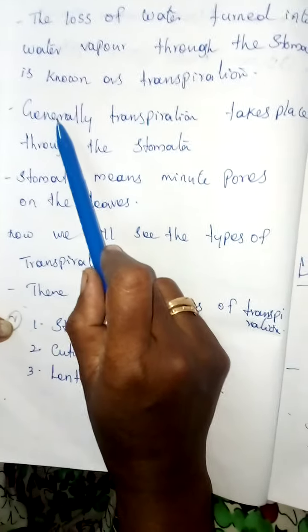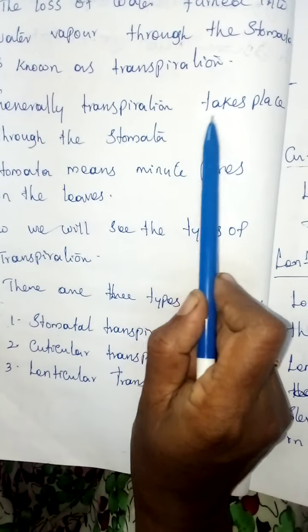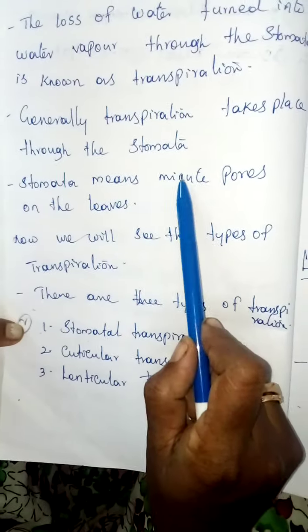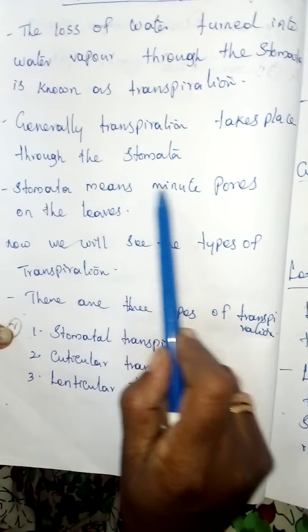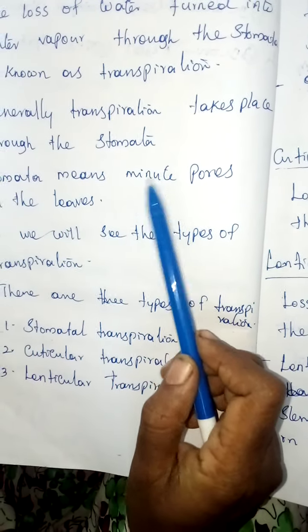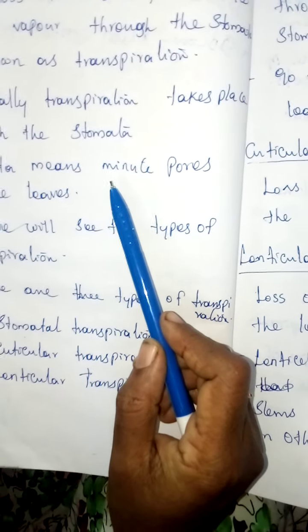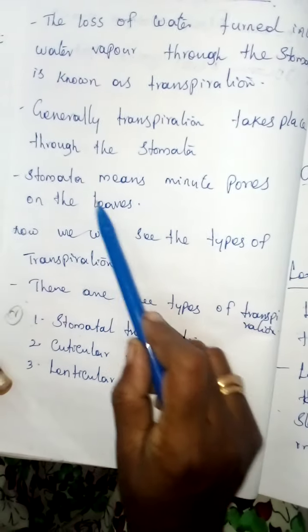Okay. Here generally transpiration takes place through the stomata. You know what is meant by stomata, isn't it? It means minute pores of leaves, otherwise tiny, small. So small pores available on the surface of the leaves are known as stomata.